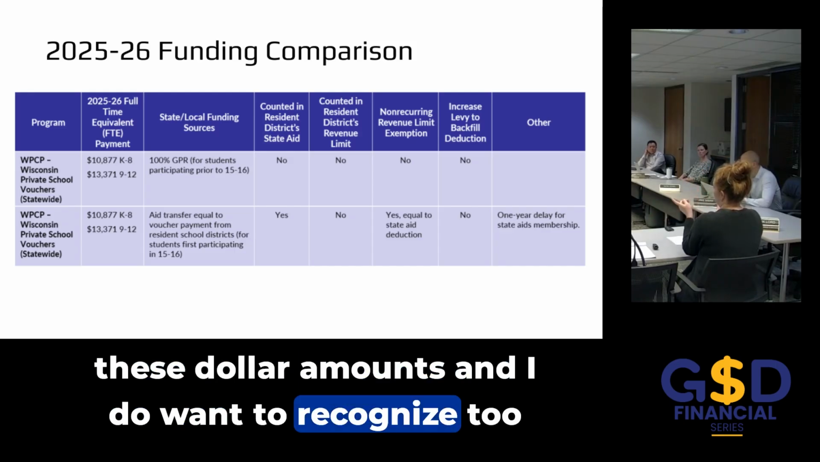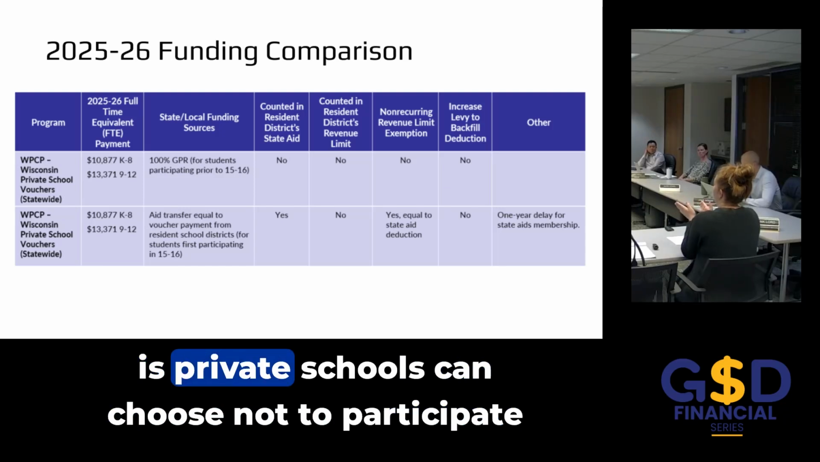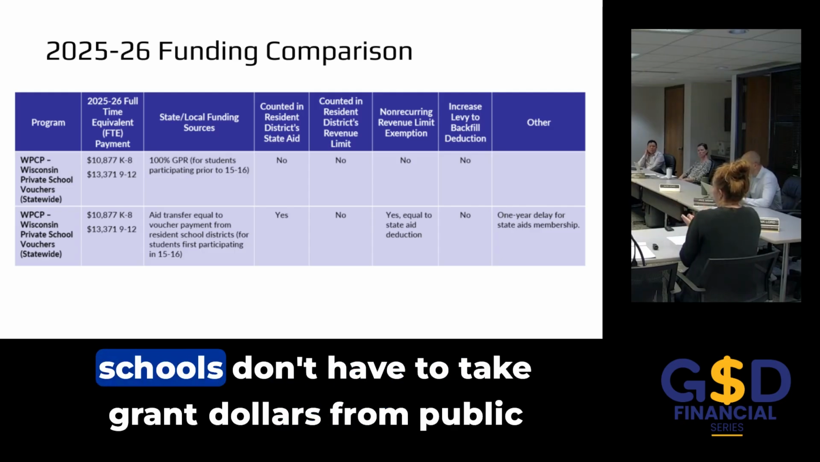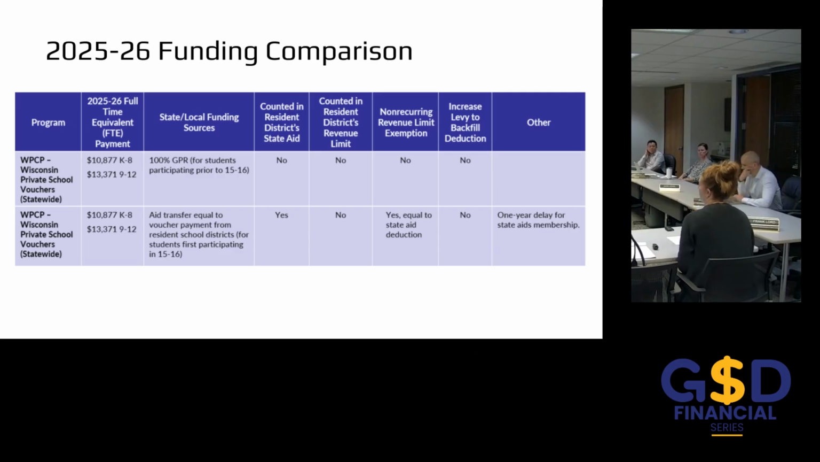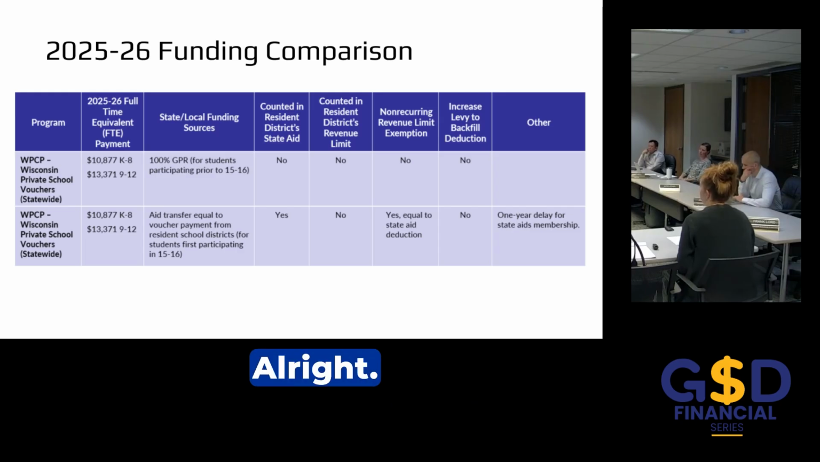And I do want to recognize too, something that you did say is a good point to bring up, private schools can choose not to participate in the program. Just like we talked about during grants, private schools don't have to take grant dollars from public schools. It is completely a choice. So, yes, they're looking at the numbers and they can decide. All right.